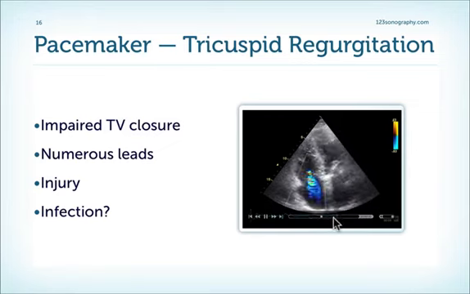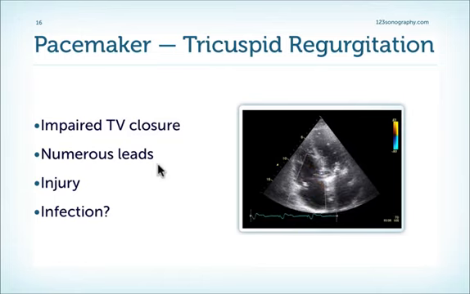Here's an example of a patient with pacemaker leads in the right atrium and right ventricle, where we have at least moderate tricuspid regurgitation. What are the causes for tricuspid regurgitation? Well, either it's impaired tricuspid valve closure, associated especially with patients who have numerous leads, it can be associated with injury, but also with infection, in other words, pacemaker lead infection, which also then involves the tricuspid valve and destroys the tricuspid valve.